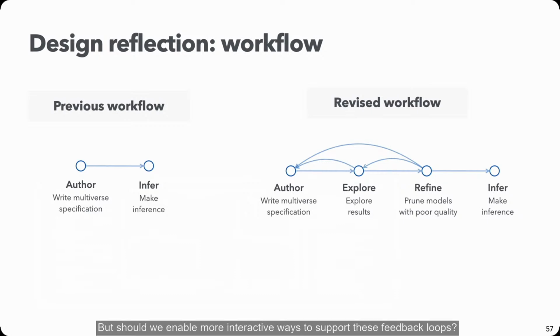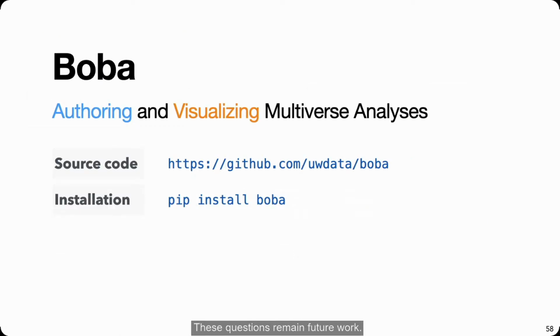But should we enable more interactive ways to support these feedback loops? And if so, how do we prevent researchers from biasing the results? These questions remain future work.